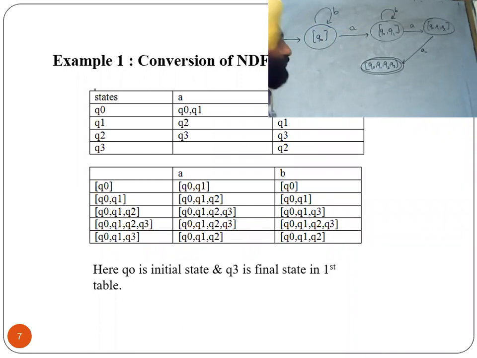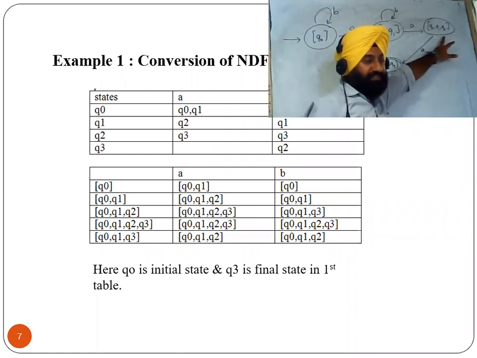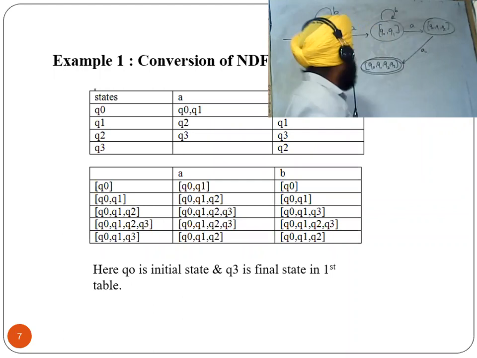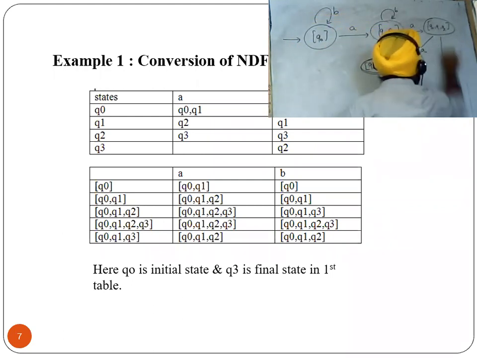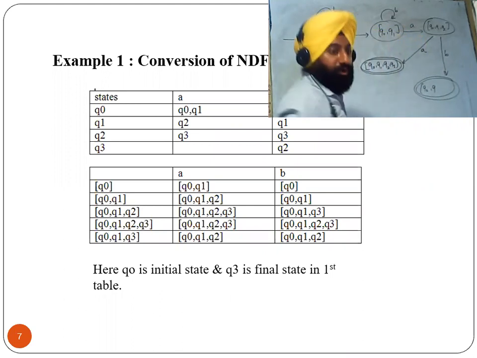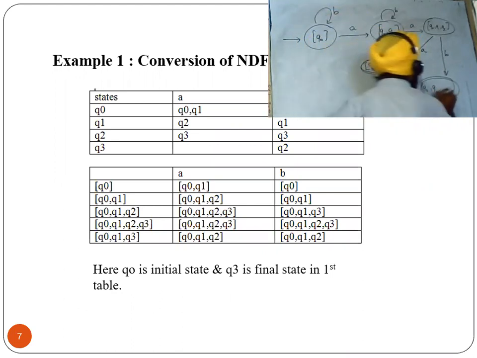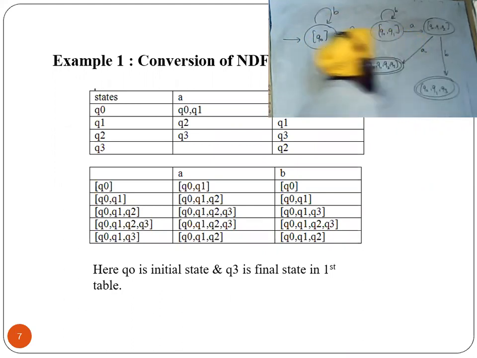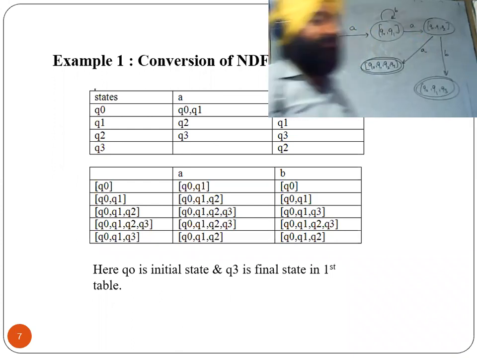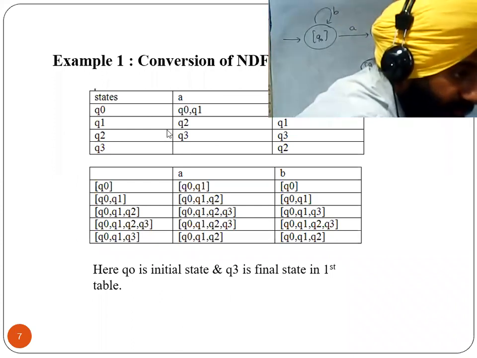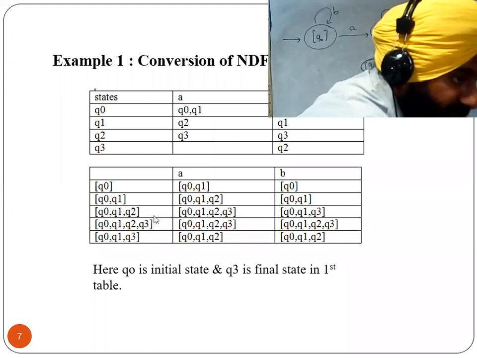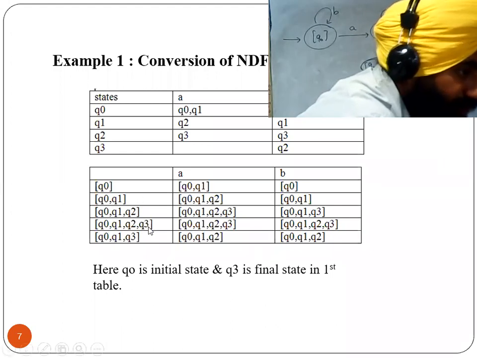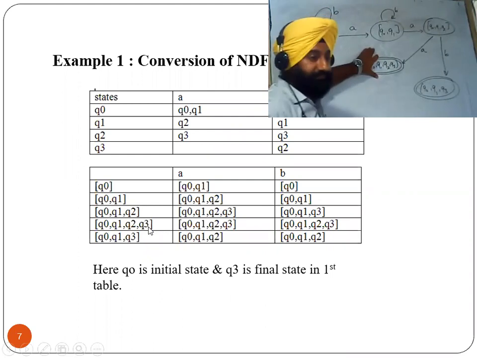Next entry is Q0, Q1, Q2 upon the processing of B. It will take you to a new state. Again, that state will be acting as your final state, Q0, Q1, Q3. So we have completed the first three rows.